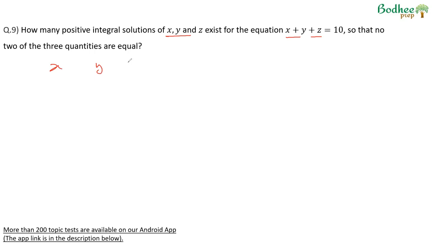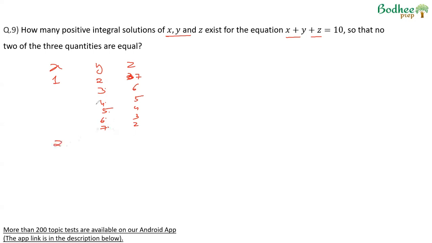x, y, z. If we put x as 1, y can be 2, then z 7, y 3, z 6, y 4, z 5, y 5, z 4, y 6, z 3, y 7, z 2. We have 1, 2, 3, 4, 5, 6 solutions.